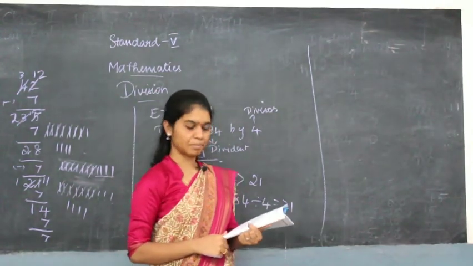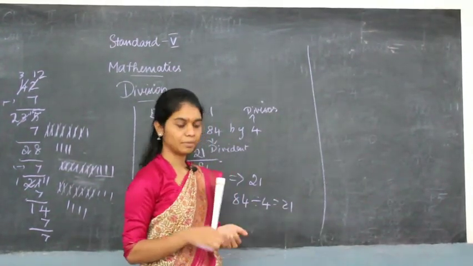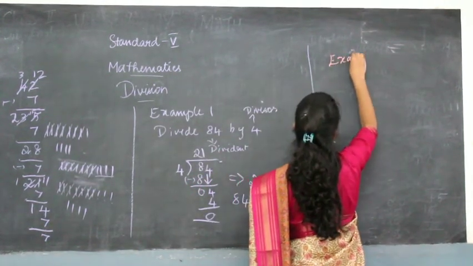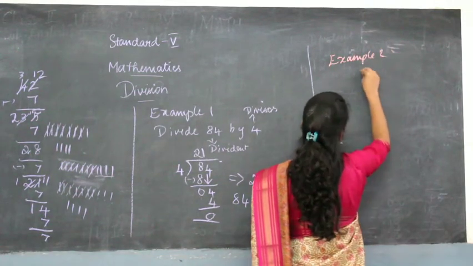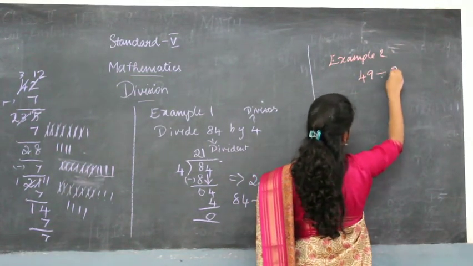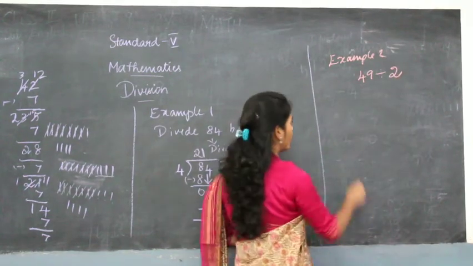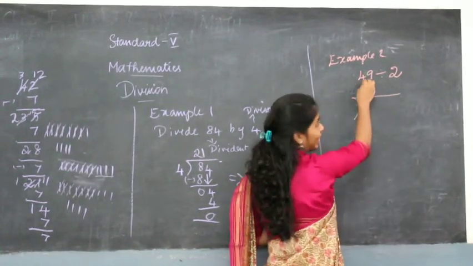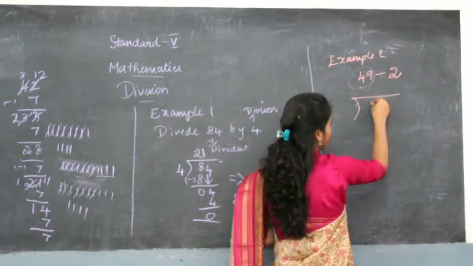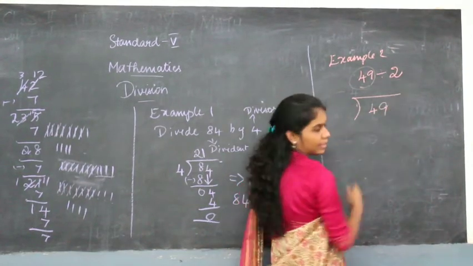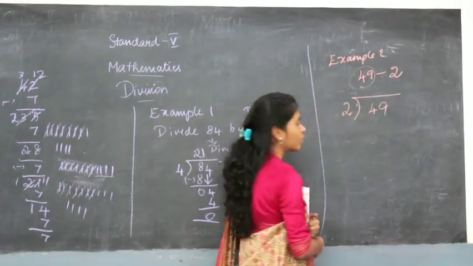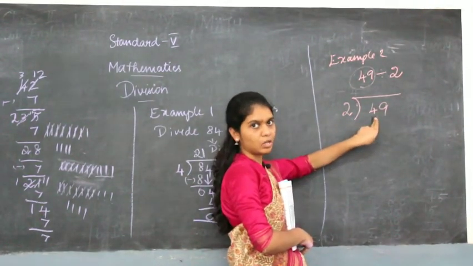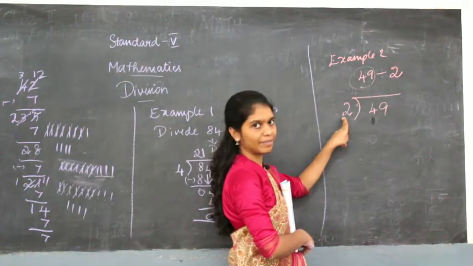Now, the second example is 49 divided by 2. The same thing you have to do. You have to write this table first and then the dividend, the first number is the dividend, right? That you will write inside and the divisor is outside. Now you have to look into the first number, which is 4 here, and you have to compare this with this divisor.